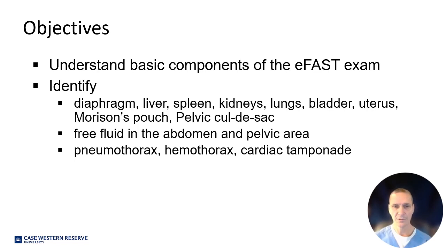The objectives of this presentation are to understand the basic components of the eFAST exam and to be able to identify key structures when you're doing the eFAST exam. These include diaphragm, liver, spleen, kidneys, the lungs, bladder, uterus, Morrison's pouch, the pelvic cul-de-sac. You want to be able to identify free fluid in the abdomen and pelvic area and what it looks like. And then you want to be able to identify indications of a pneumothorax, hemothorax, as well as pericardial fluid. Most importantly, cardiac tamponade.